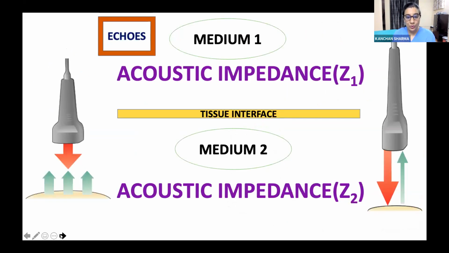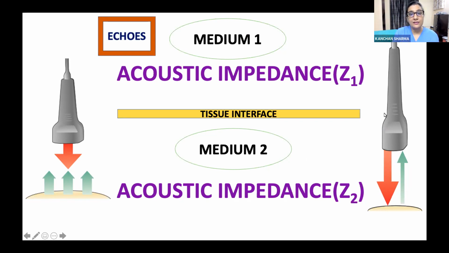I'll try to make you understand with this slide, okay? This is medium 1, this is medium 2. Always remember, when I say echo, it is not from one tissue. It always takes place at the tissue interface. And when I say tissue interface, it means the boundary between two mediums, right? It's like Rajasthan has a boundary, Haryana has a boundary. The reflection is going to take place at the boundary of Rajasthan and Haryana. It is not that one echo is going back from Rajasthan and one echo from Haryana. Okay, it is always at the tissue interface.